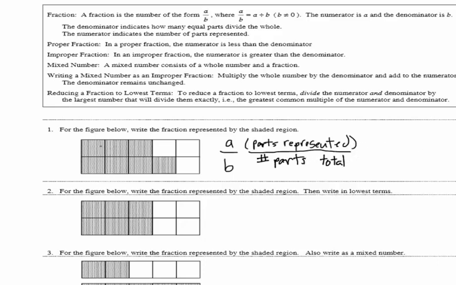So if we look at this, we have 1, 2, 3, 4, 5, 6, 7, 8, 9, 10 total squares. So our denominator is going to be 10. And our numerator is going to be the number of shaded squares we have. So we have 1, 2, 3, 4, 5, 6, 7 shaded regions. So our fraction is going to be 7/10.